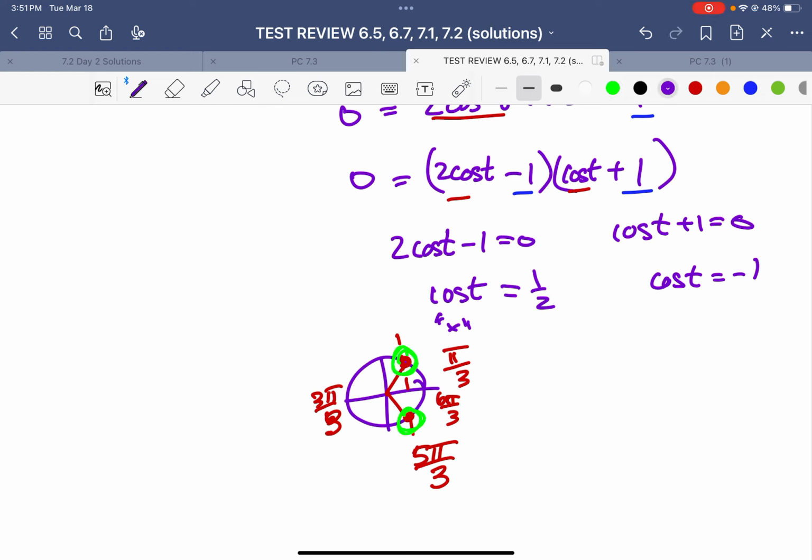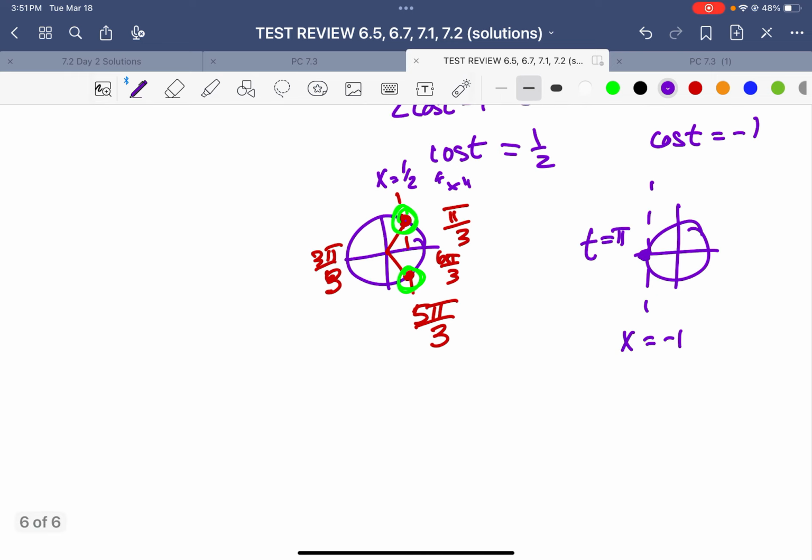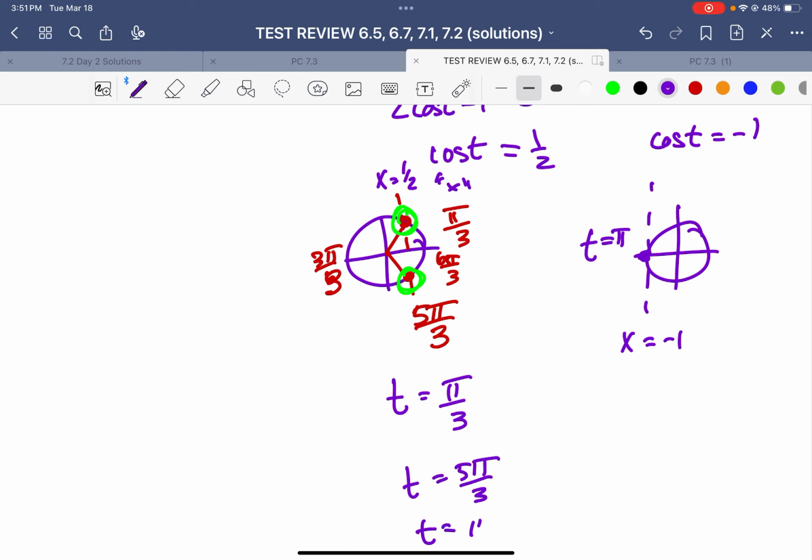Over here, where is cosine or x equal to -1? So this is x equal to 1/2. This is x equal to -1. It's just going to be pi. So it seems like all my answers are t is pi over 3, t is 5 pi over 3, or t is pi, but guess what? It could be plus any number of full revolutions.